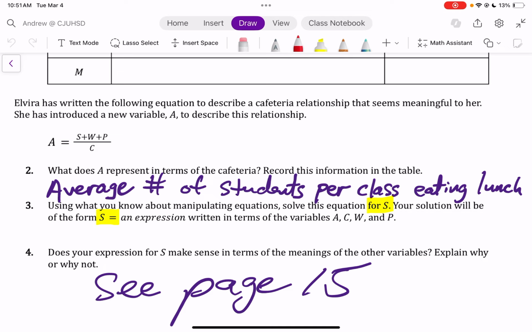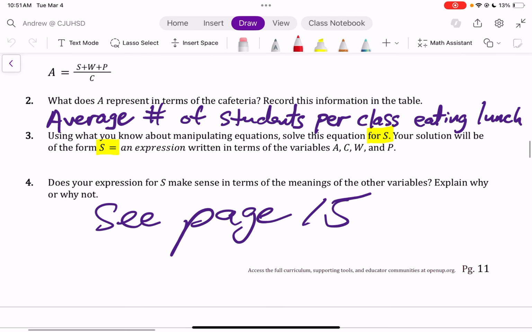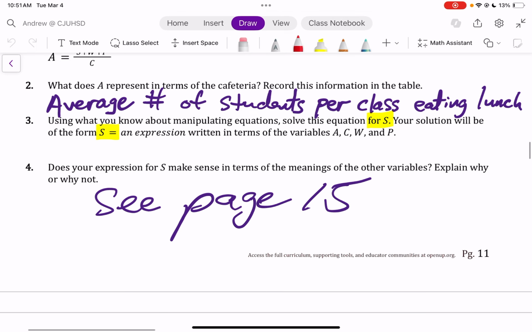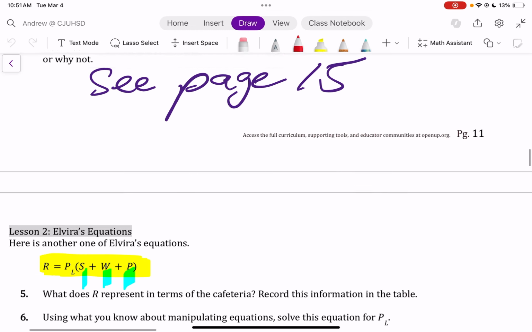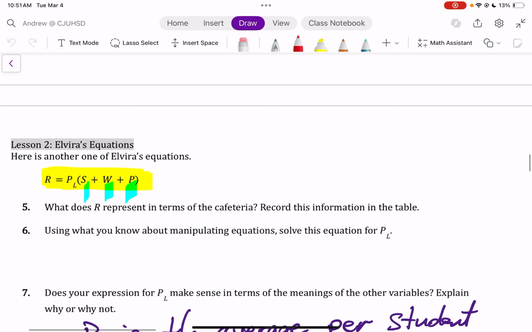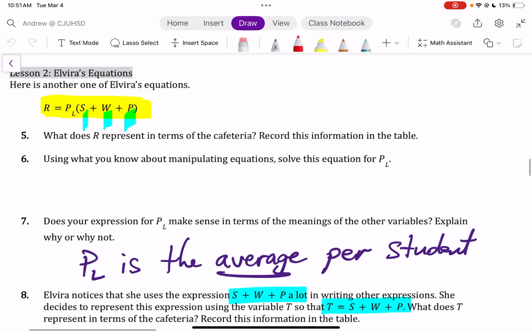And then we took, let's see. There's not enough room to write here, so we went to page 15 to write out some of this stuff. And as number 3 says, you're solving for S. In other words, make the equation say S equals. I'm not sure that we did that one, but we did do this one.